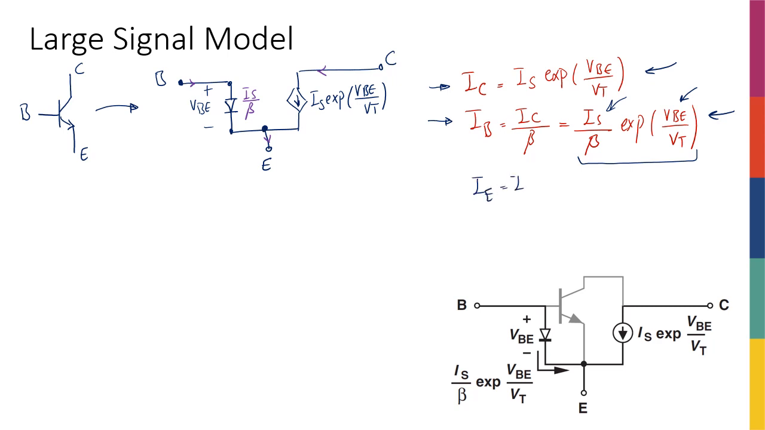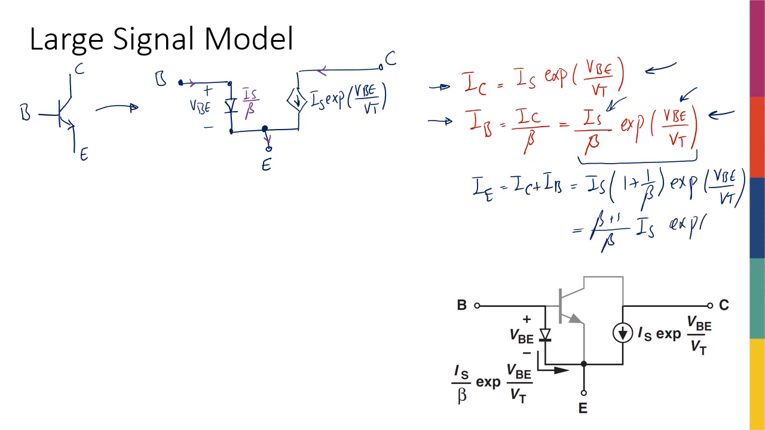So IE is equal to IC plus IB, which is equal to IS times 1 plus 1 over beta times the exponential of VBE over VT. Or I can call this beta plus 1 over beta times IS, and then the rest of the expression, which is what we had before.